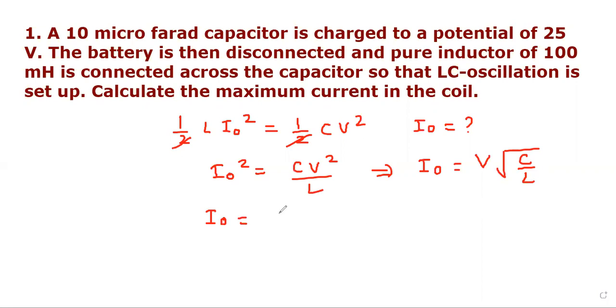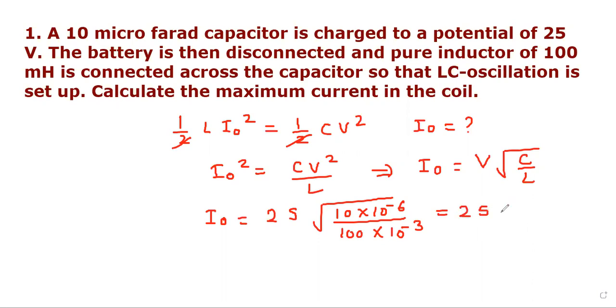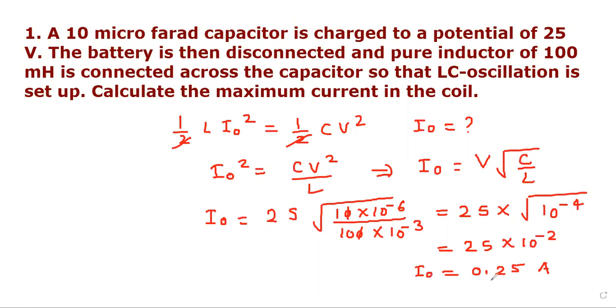So I0 will be equal to voltage, which is 25, times root of C, the capacitor being 10 microfarad, so it will be 10 multiplied by 10 power minus 6, divided by the inductor, which is 100 millihenry, so it would be 100 multiplied by 10 power minus 3. So 25 multiplied by root of 10 power minus 4, which will be 25 into 10 to the power minus 2, which can be written as 0.25 ampere. Hence, the maximum current will be 0.25 ampere.